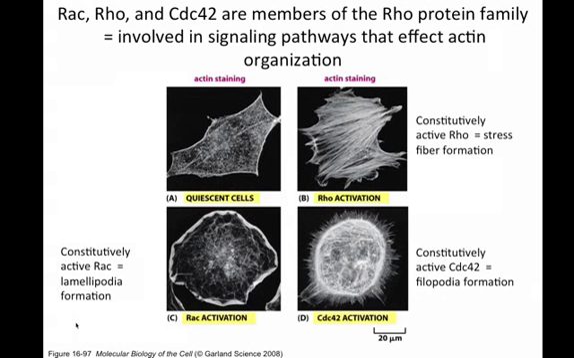So these three different GTP binding proteins all affect actin differently, and depending on which one is activated, you'll get different actin structures forming. This is just showing a cell where they're staining actin, and this is a normal cell. And here they activated Rho, and that results in stress fiber formation. That's a certain kind of actin polymerization.